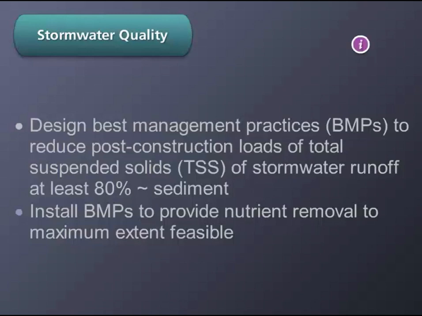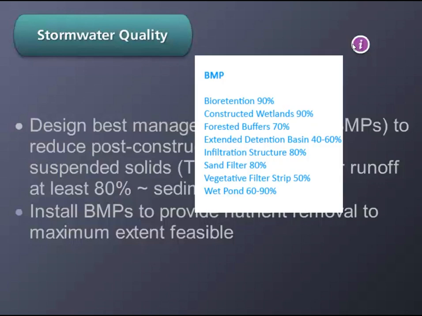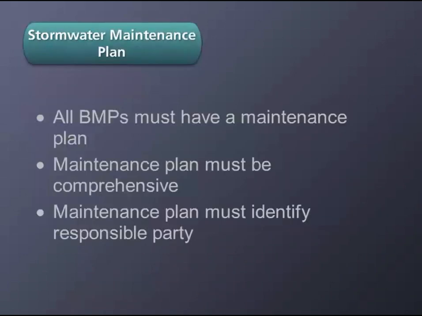Click the information button for examples of interventions. In some areas, it might be necessary to combine interventions to achieve the standard of at least 80%. The final element is stormwater maintenance plan. All BMPs must have a maintenance plan. The plan must be comprehensive and must identify a responsible party.